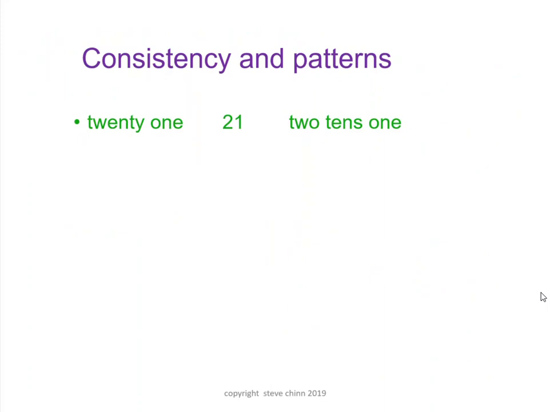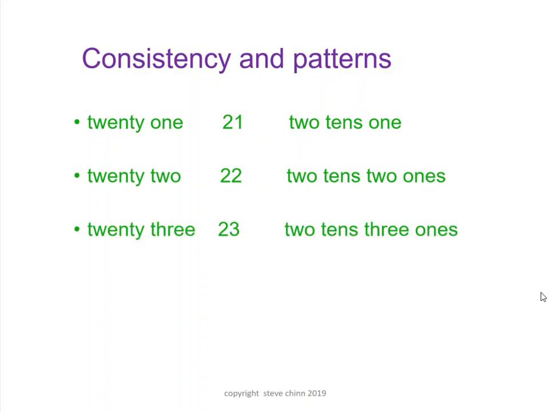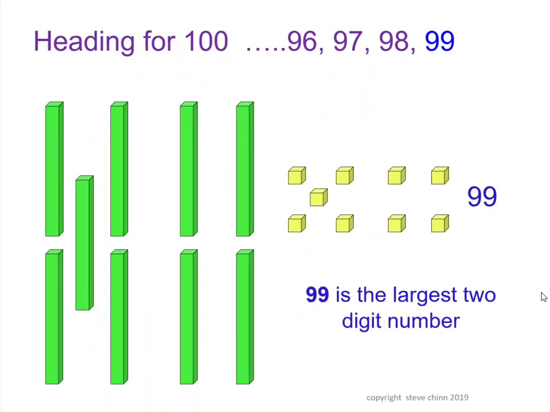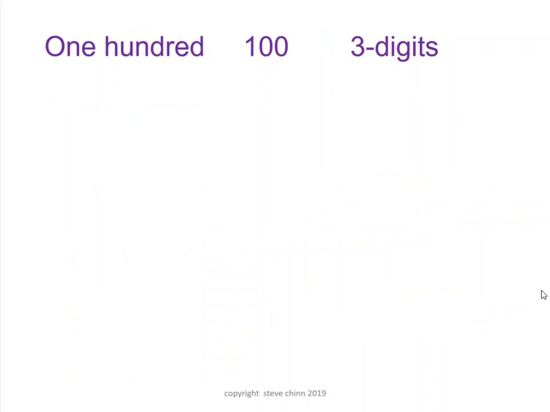Fortunately, after the teen numbers, things get better, so we get 21, 2 tens, 1 one. 22, 2 tens, 2 ones, and so on. And 30, of course, and so on. And then we slowly head, or quickly head, depending on how quick you're counting, to 100, 96, 97, 98, 99. 99 is the largest two-digit number, and you can see it's made up of 9 tens and 9 ones. Place value again. The next number is 100, and that's three-digit, 1, 0, 0.